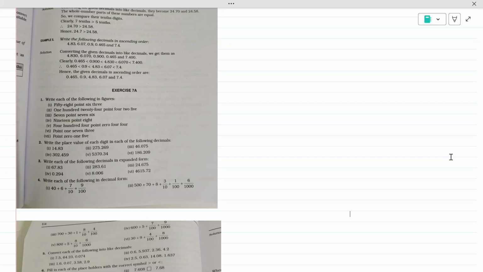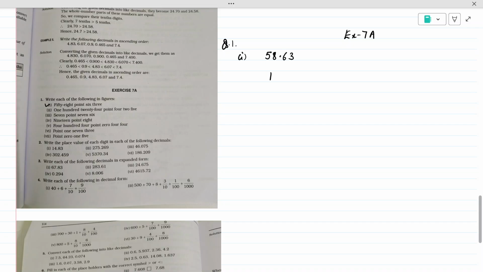So the first question is: write each of the following numbers in figures. What we are given is the numbers in words, and we have to write them in the form of a decimal number. Question number 1. The first one is 58.63. So how do we have to represent that? This is 58.63.